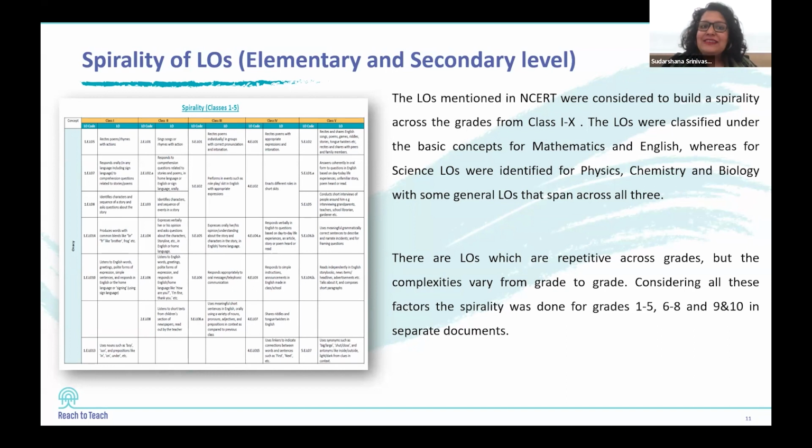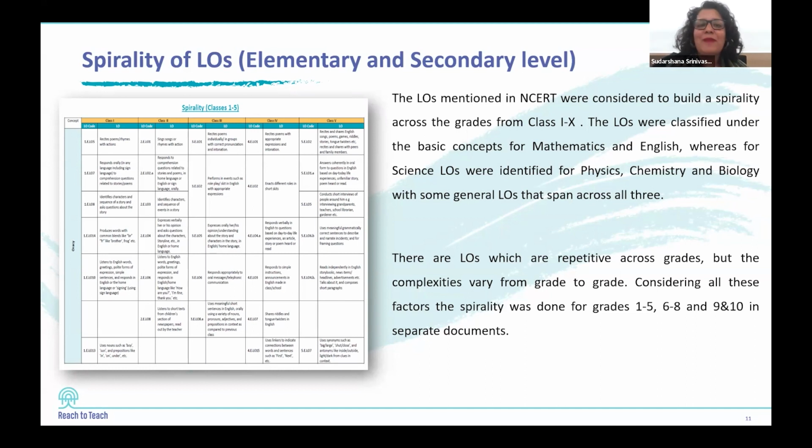And of course, for science, the LOs were identified for physics, chemistry, and biology. And then, of course, there were a few general LOs which span across all three subjects within the sciences. So there are learning outcomes which are repetitive across grades. However, the complexity of these learning outcomes varies as the grades keep increasing.